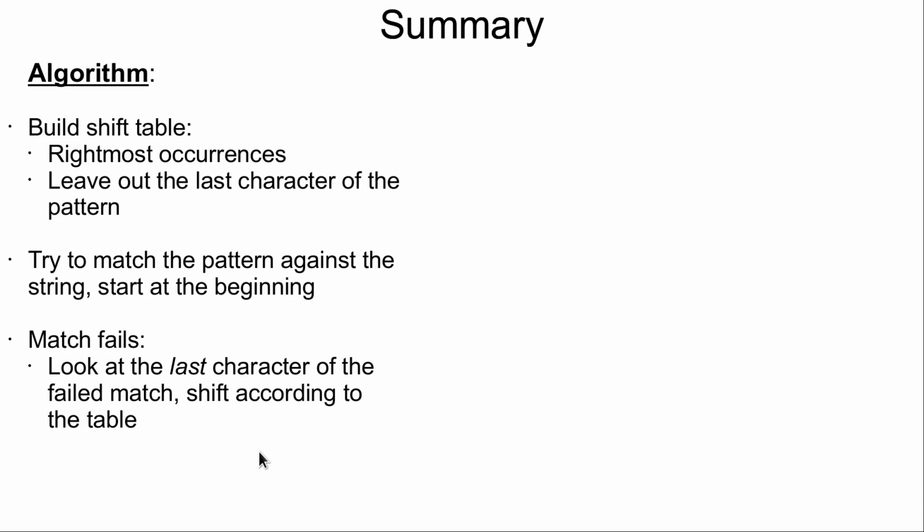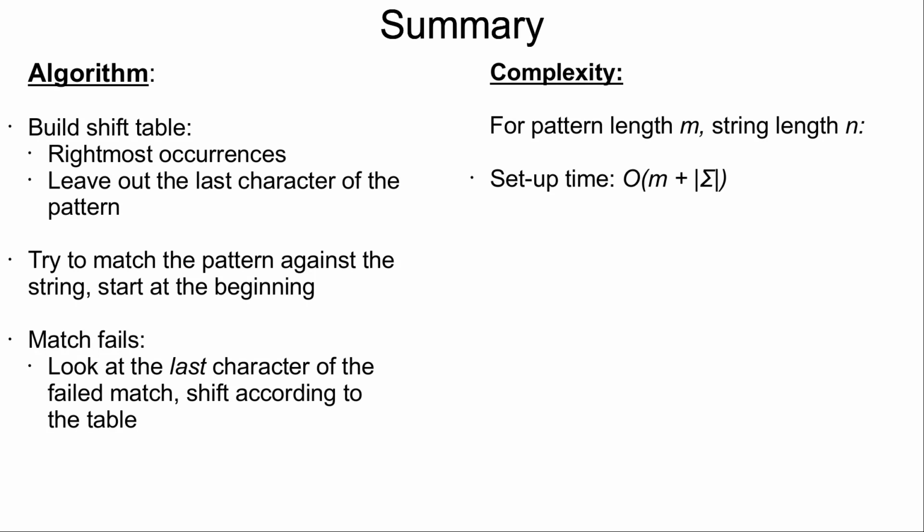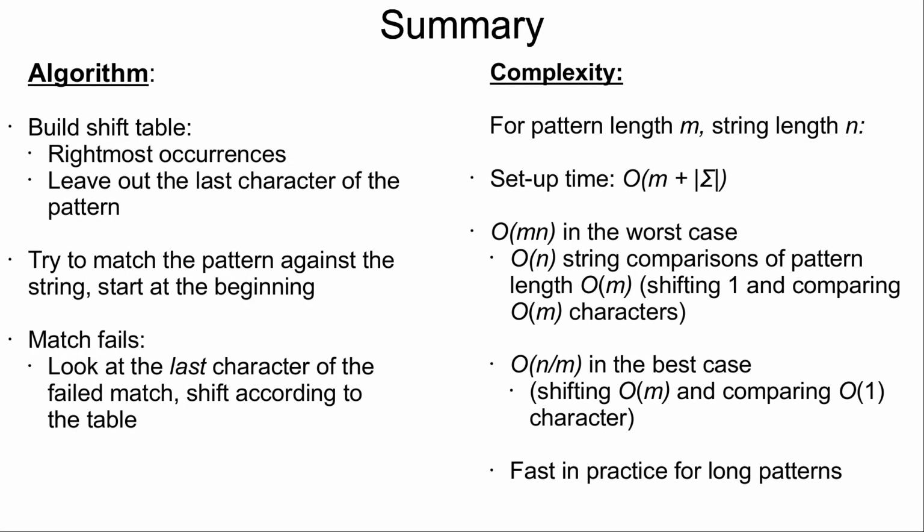In terms of complexity, setting up the table means iterating over the alphabet and over the pattern. In the worst case, the time complexity of the loop is big O of n times n. In the best case, it's big O of n over n, and in practice the algorithm is very fast, especially for long patterns. So that's the Boyer-Moore-Horspool algorithm for string matching.